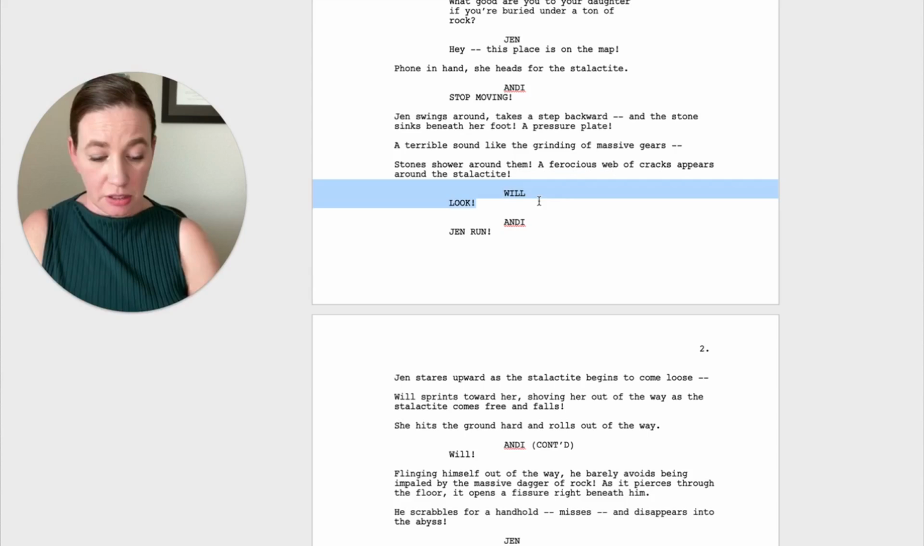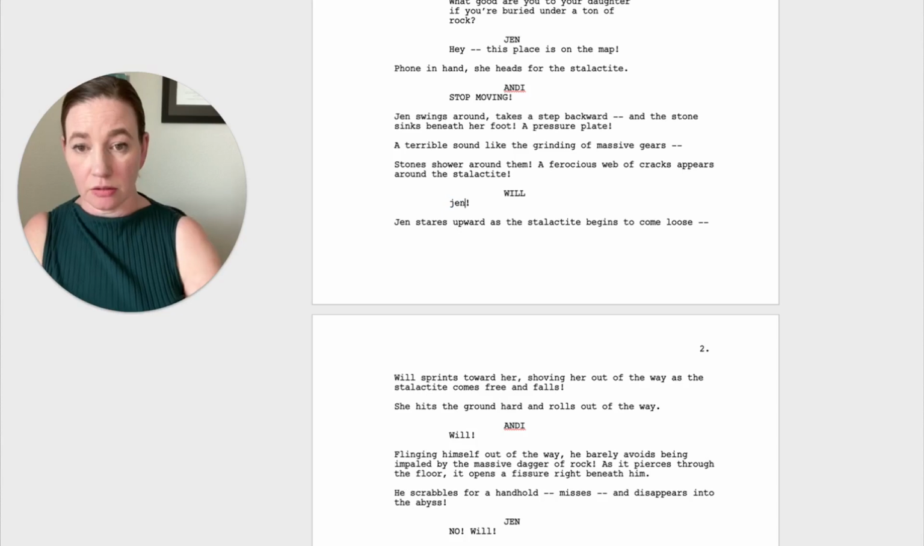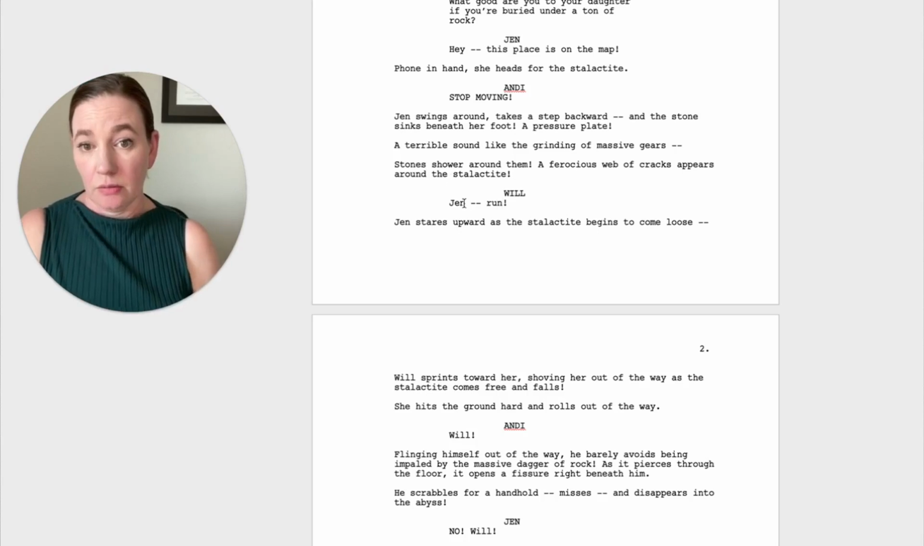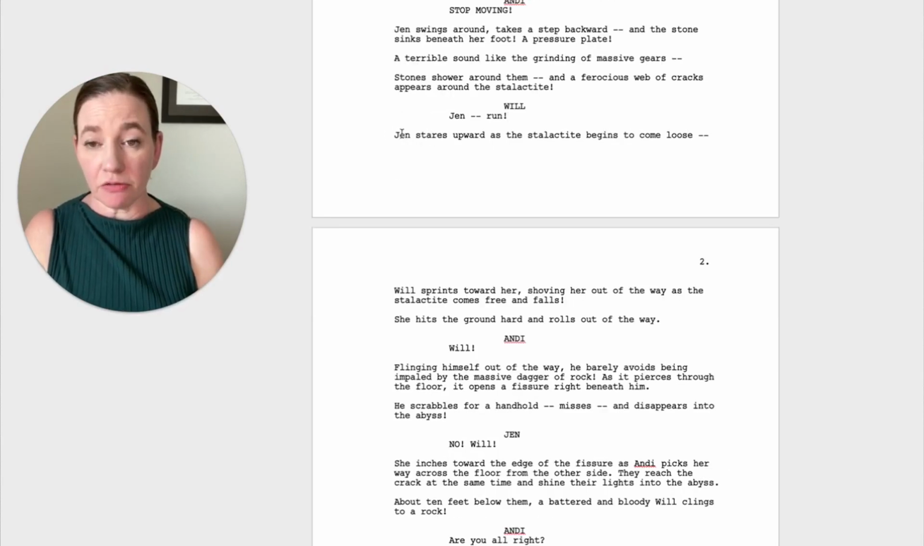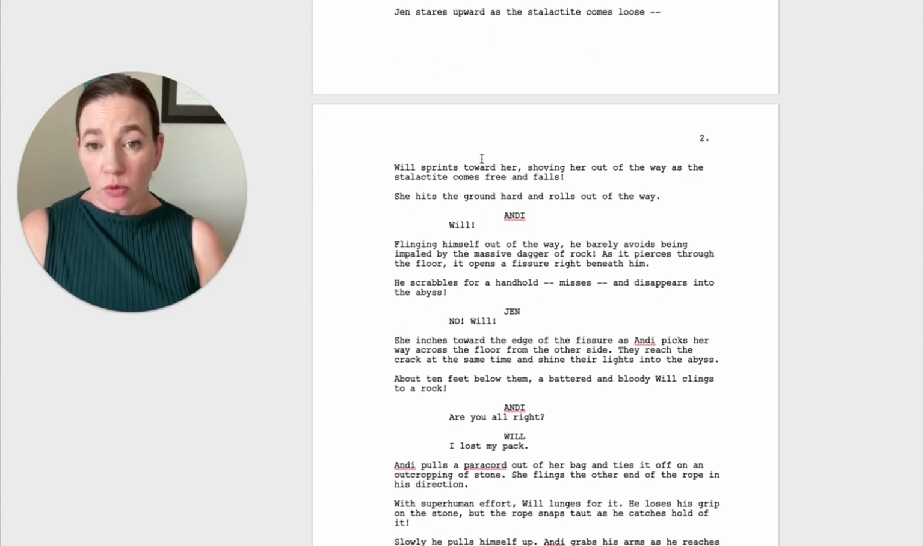I don't think we need to have Will say that. We could have Will say, Jen, run. Okay, and then we have her basically frozen here. Jen stares upward as the stalactite, I'm going to not say begins to, we're just going to say comes loose. And then Will sprints toward her. Let's make this all really active, right? Will sprints toward her.